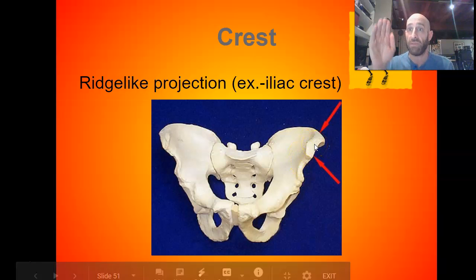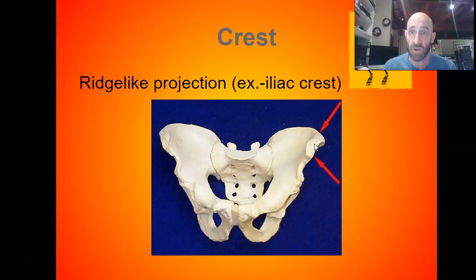Think of the crest of a wave. So as a wave crests, that's where it curves over. And this is where your oblique muscles attach. So if you've ever done a side crunch before, this is where those muscles attach to.